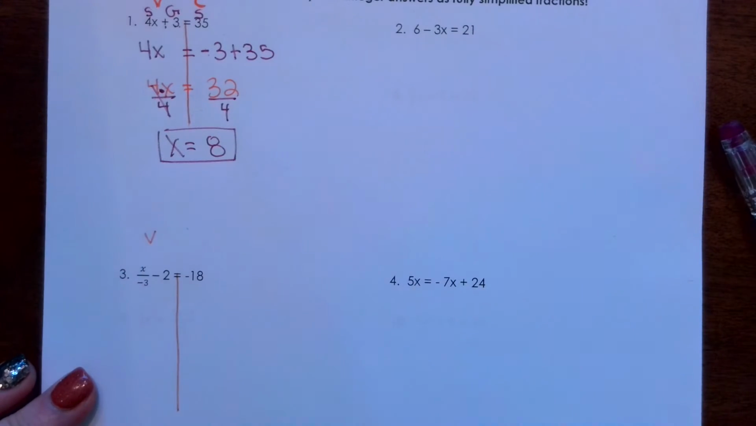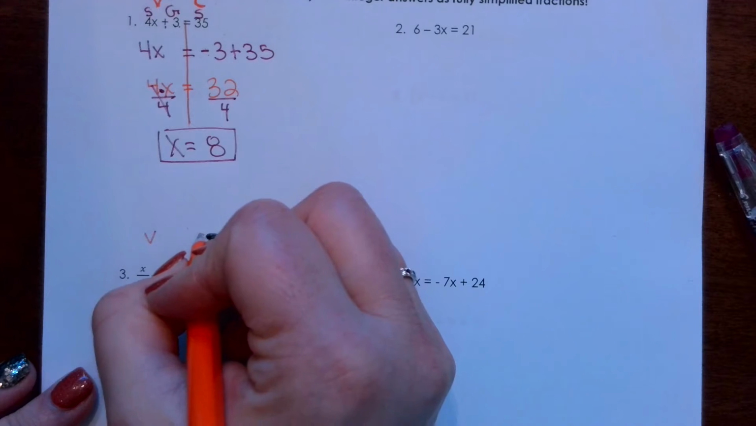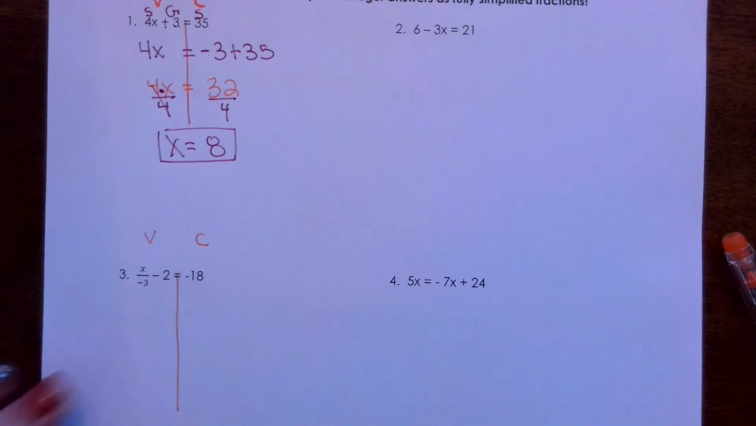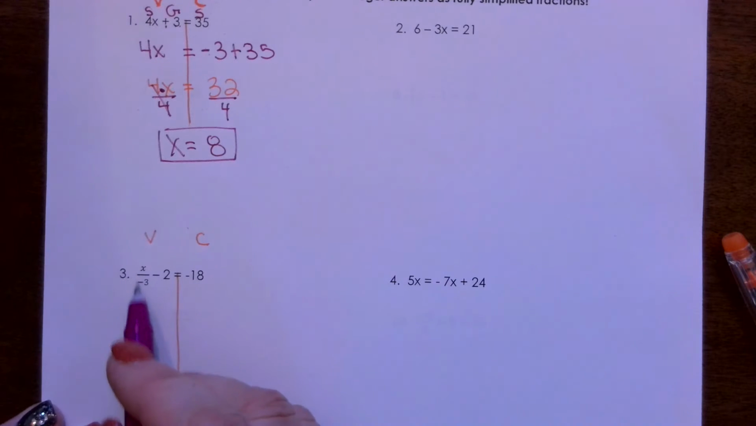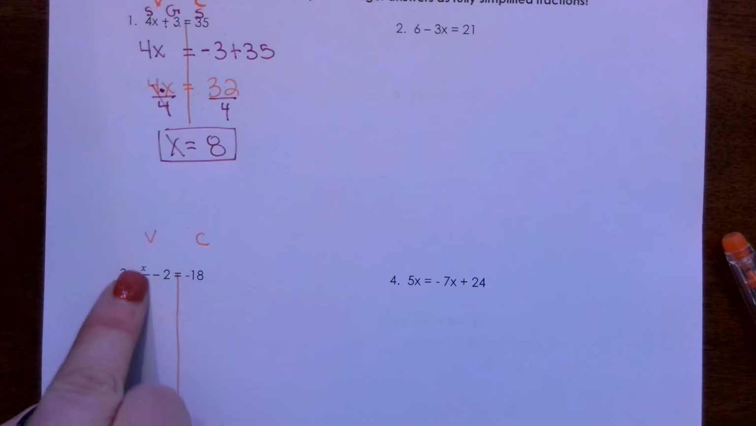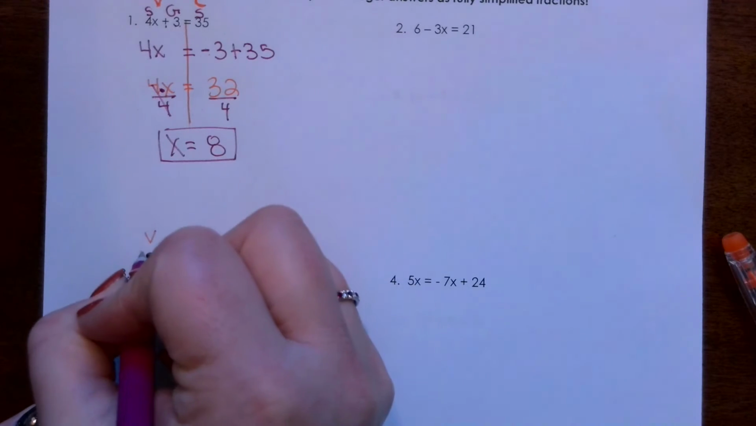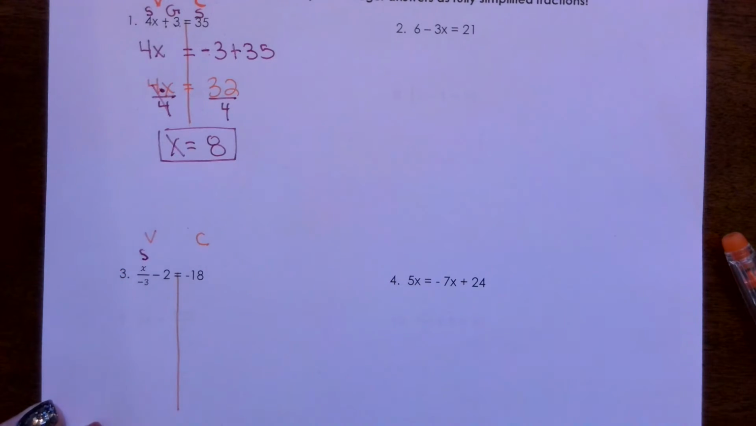I want my variables here on the left. I want my constants over here on the right. I'm now going to look term by term and decide if it stays or it goes. I've got x divided by negative 3. That is a term with a variable. It's over here on the left, and I want it to stay on the left.